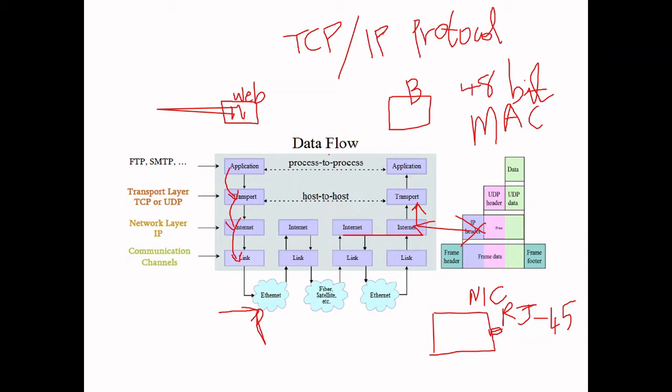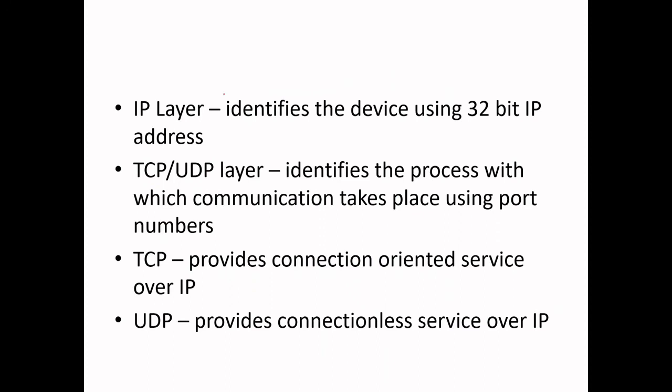Port number is generally a 16-bit number. So you can have a maximum of 2 raised to 16 ports, and that can be there for both UDP and TCP. So 2 raised to 16 plus 2 raised to 16 ports and applications can be run on that particular machine. Okay, so that is what is mentioned here. So the TCP UDP layer identifies a process with which communication takes place using port numbers.